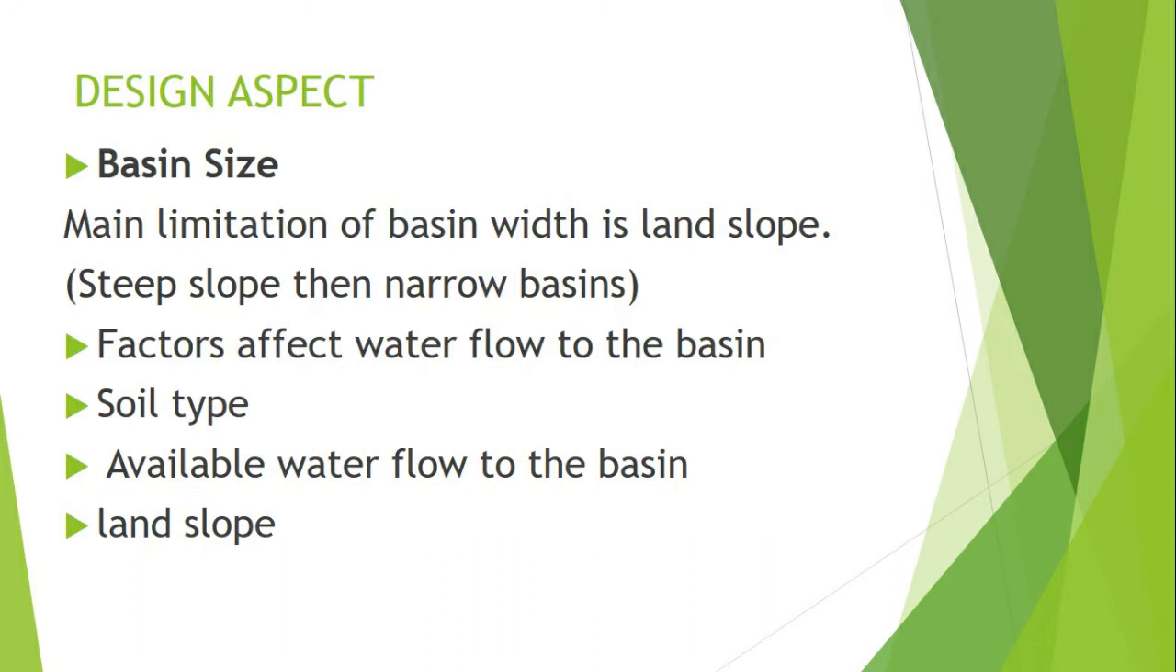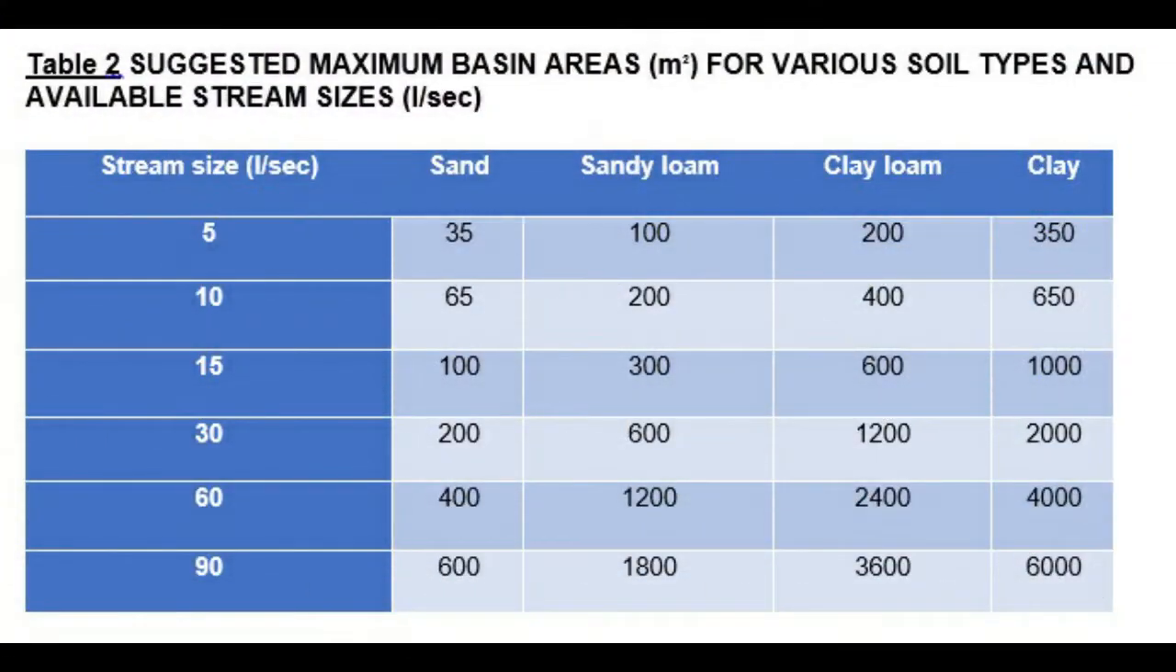Basin size. The main limitation of basin width is land slope, steep slope, then narrow basins. Factors affecting water flow to the basin: 1 is soil type, 2 is available water flow to the basin, and 3 is the land slope. Here is table 2 for suggested maximum basin areas for various soil types and available stream sizes.